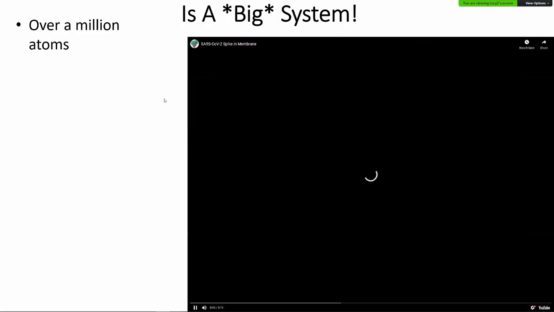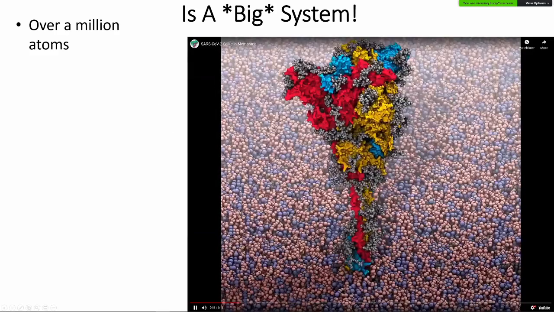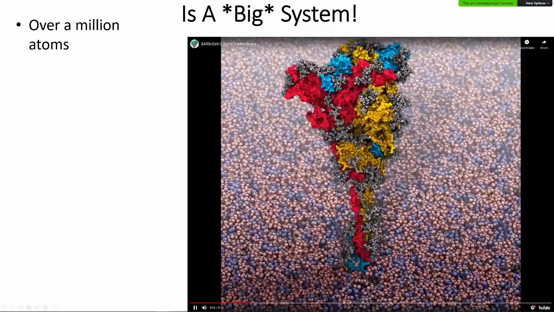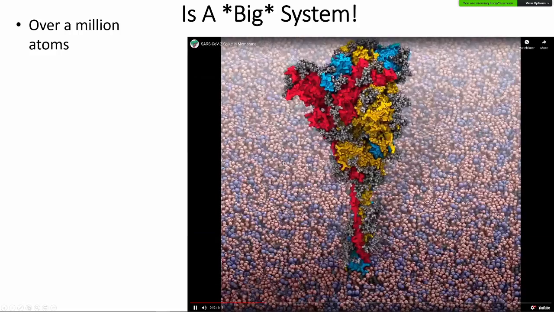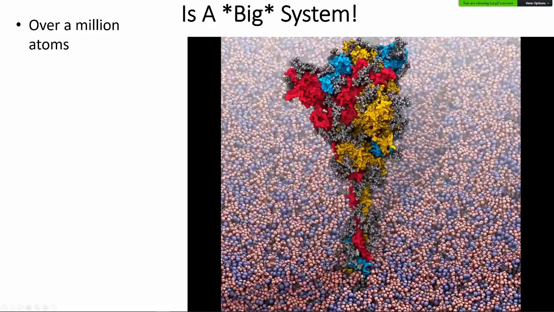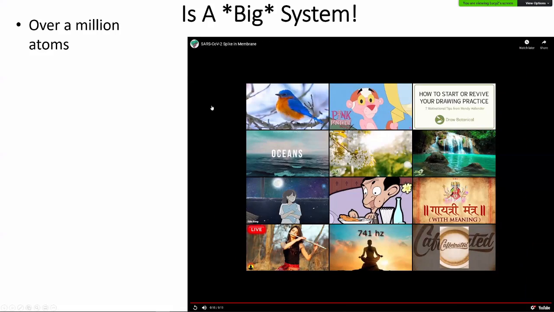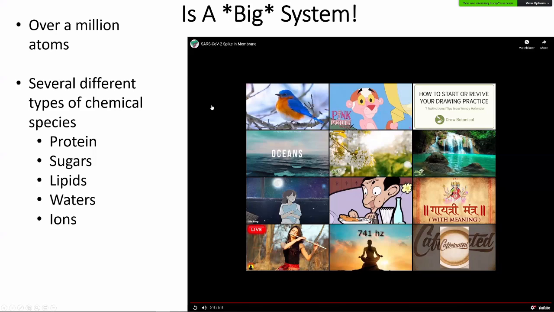And this is kind of what it looks like, right? It's a very large system, the one that we're working with. Over here is the spike with its sort of gray silver glycans moving around, and it's embedded in this viral membrane, right? This lipid sea. This is probably one of the biggest systems we've worked with. It's over 1 million atoms.